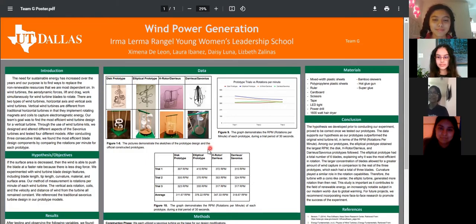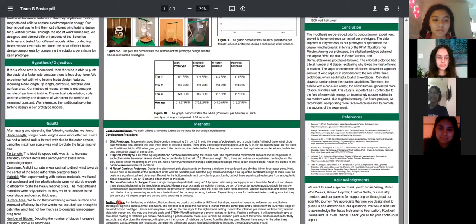The elliptical prototype obtained the largest RPM. The H-rotor Darrieus, the Darrieus-Savonius, and the disc prototypes followed. For our results, after testing and observing the following variables, our research showed that the longer blades are more effective. Our turbine kit had auto dowels, which limited the radius we were allowed to work with, meaning it was vital for us to utilize the maximum space for the blades to efficiently spin.